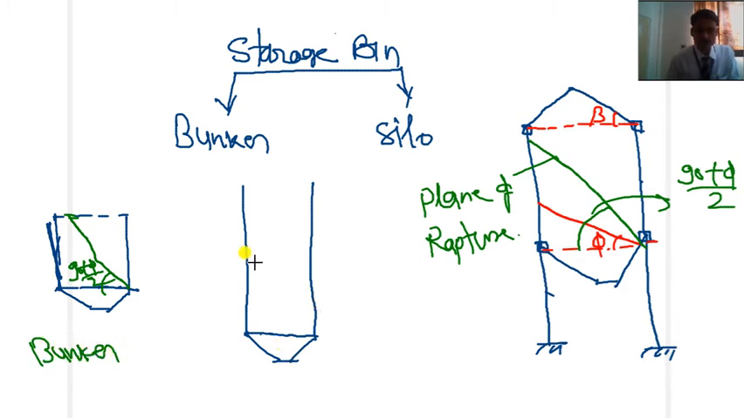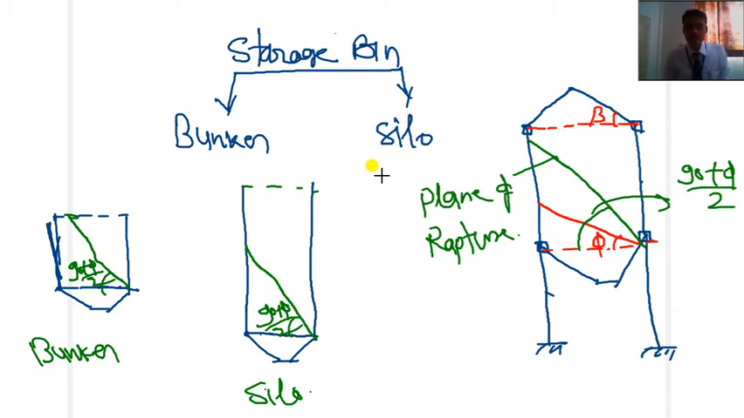And if the plane of rupture intersects the opposite vertical wall, making an angle of 90 plus phi by 2 with the horizontal, that type of structure is called a silo. So for the bunker, the plane of rupture intersects the horizontal surface, and for the silo, the plane of rupture intersects the opposite side vertical wall. That is the basic difference between the bunker and silo.